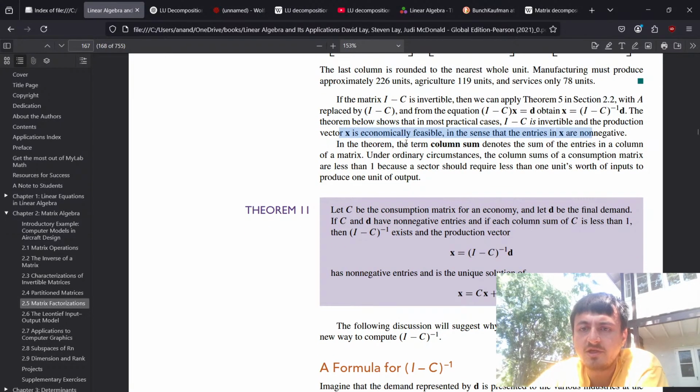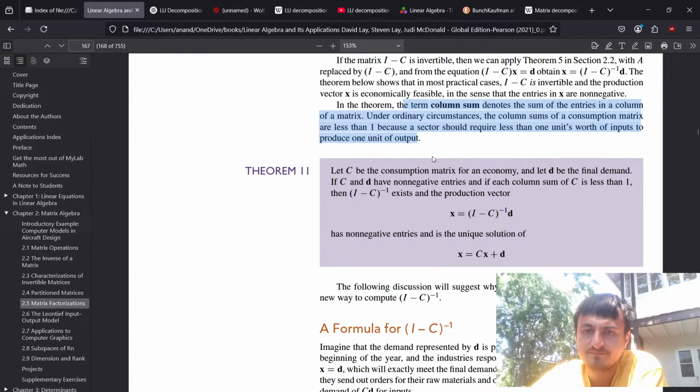In the theorem, the column sum denotes the sum of the entries in a column of a matrix. Under ordinary circumstances, the column sums of a consumption matrix are less than 1 because a sector should require less than 1 unit's worth of inputs to produce 1 unit of output. I wonder if in the real economy there are just drains, like, why are we even doing this? Propped up by government or something. I don't know.